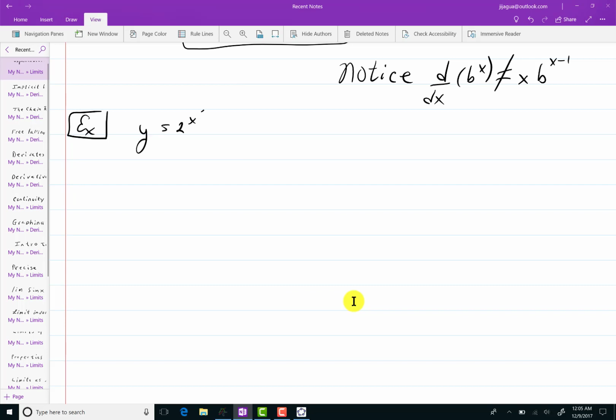y equals 2 to the x squared. So dy over dx, the first thing you're going to get is 2 to the x squared ln 2.